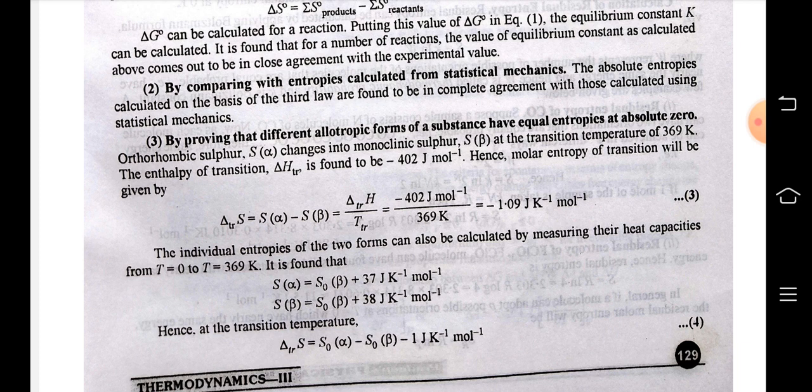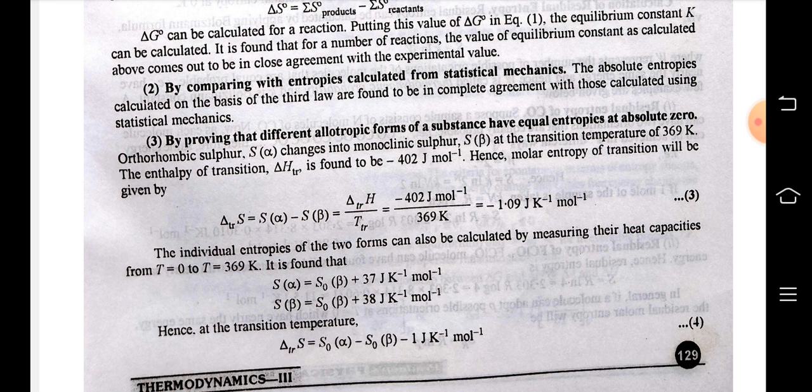Orthorhombic sulfur changes into monoclinic sulfur at the transition temperature of 369 Kelvin. The enthalpy of transition del H TR is found to be 402 joule per mole. Hence, the molar entropy of transition will be given by del TR S equal to 1.09 joule per Kelvin per mole. The individual entropy of the two forms can also be calculated by measuring their heat capacity from T equal to 0 to T equal to 369 Kelvin.